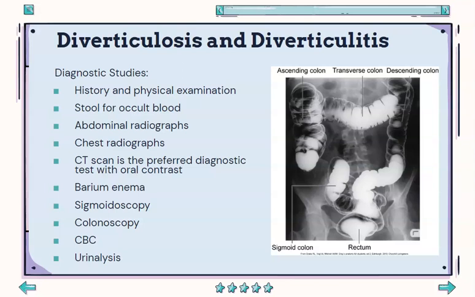History and physical are going to be important. Doing a stool sample, testing for blood, abdominal x-rays, chest x-rays, CT scan preferred, oral contrast versus IV contrast. We need to highlight the GI tract, and the best way to do that is the oral contrast. We could talk about a barium enema, a sigmoidoscopy, or a colonoscopy. The colonoscopy would allow us to pull tissue samples as well. And then CBC and a urinalysis are going to be other diagnostic tests that we're going to run.